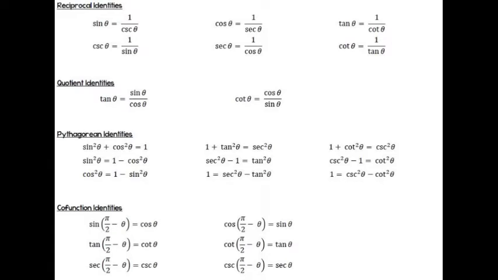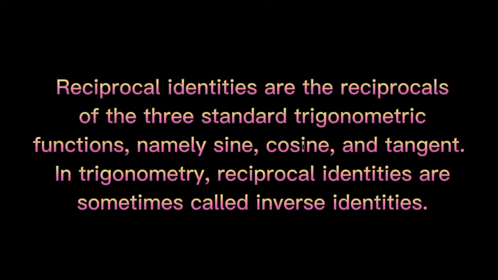So let me define the relationship and identities of each expression. As you can see in the picture, there are four identities or relationships of trigonometric expression. First is reciprocal identities. Second is quotient identities. Third is Pythagorean identities, and lastly is cofunction identities. So first, let me discuss the reciprocal identities. Reciprocal identities are the reciprocals of the three standard trigonometric functions named sine, cosine, and tangent. In trigonometry, reciprocal identities are sometimes called inverse identities.